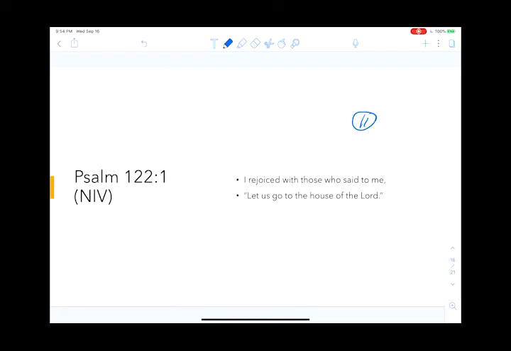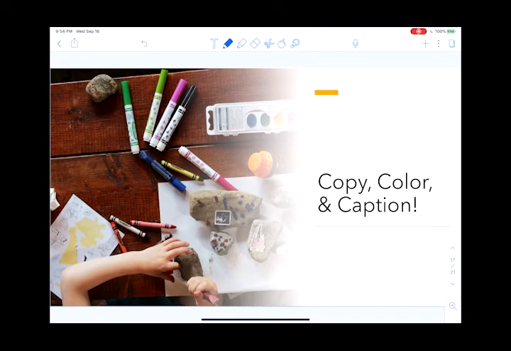I rejoiced with those who said to me, "Let us go to the house of the Lord." Then copy the picture on page 97 and color it in. Afterwards, copy the caption from page 97. After you're done, feel free to move on to the next lesson.